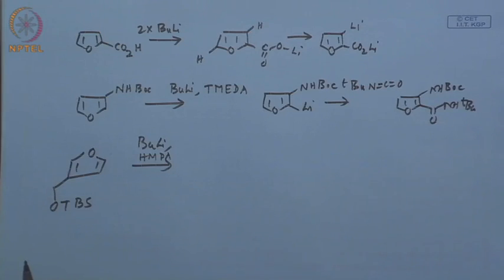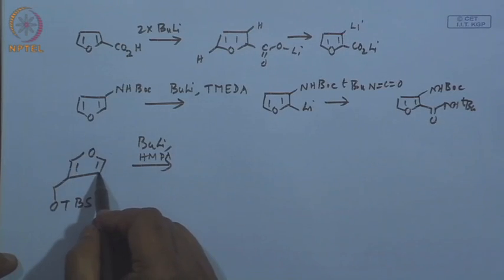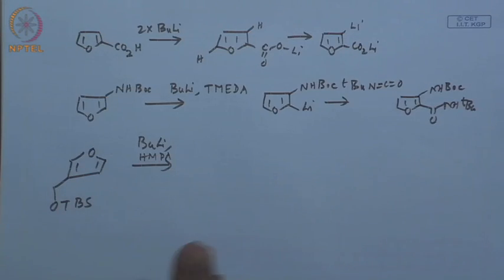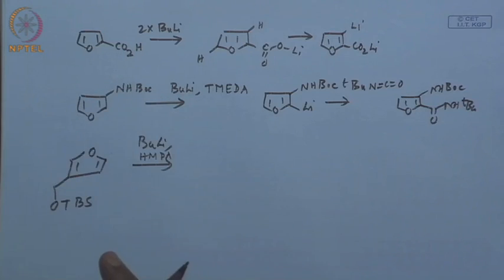Again, you see, there are basically 3 different positions which are equally probable: 2, 4 and 5. There are 2 important factors, the chelation factor and the acidity factor. If it is a strongly directing group, and obviously an amide is a strongly directing group, then we can, without any fail, write that the 2 position is lithiated.